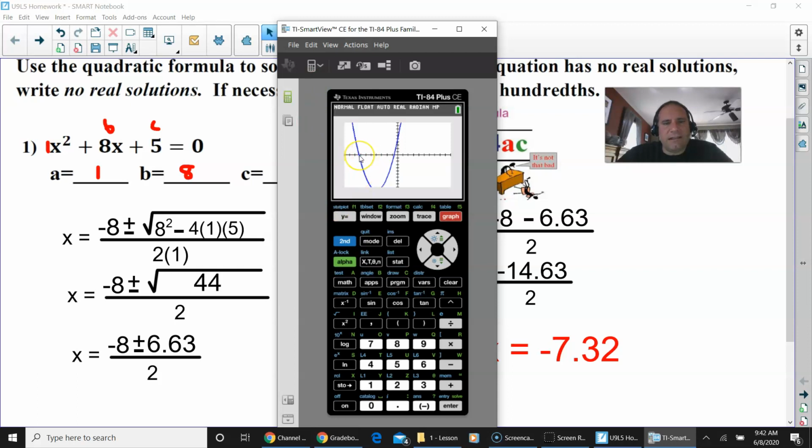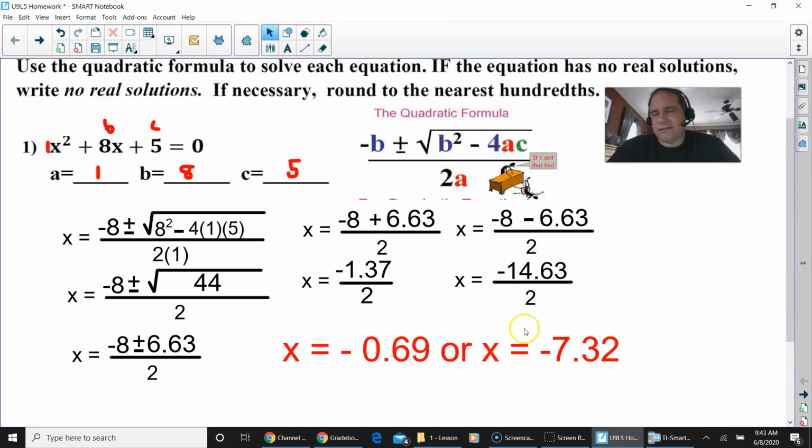Now, obviously, you can't see exactly where that is, so you have to go ahead and do second trace and the zero value, and then go left bound, right bound, and then you can get exactly where that is. But as long as it's kind of close, your answers are correct. If I did that left bound, right bound, it would be negative 0.69, or very, very close, where you could round it to the nearest hundredth. So definitely use the calculator to check your answers.